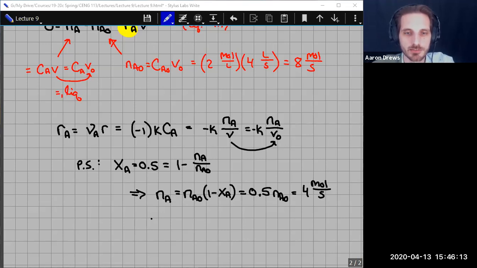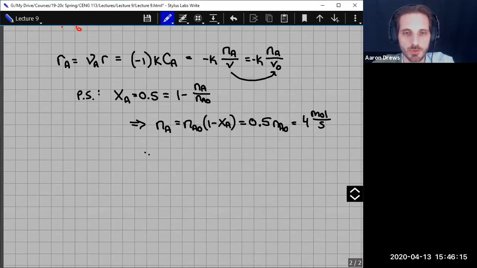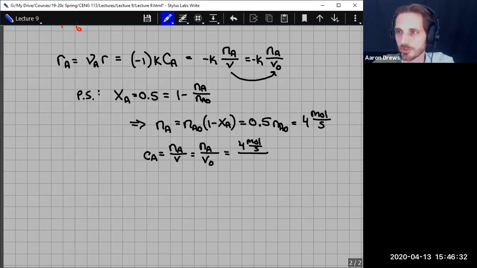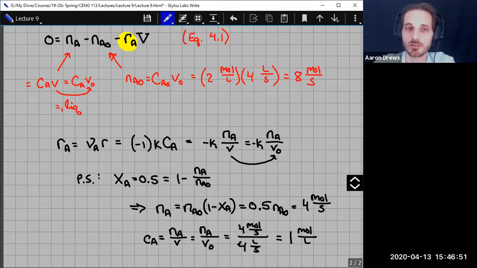If we wanted to know C sub A, we could write C sub A is equal to N sub A over V. That's its definition. Because it's a liquid, we can write N sub A over V0 is 4 moles per second divided by our inlet volumetric flow rate, which was 4 liters per second. And so we're left with 1 mole per liter.